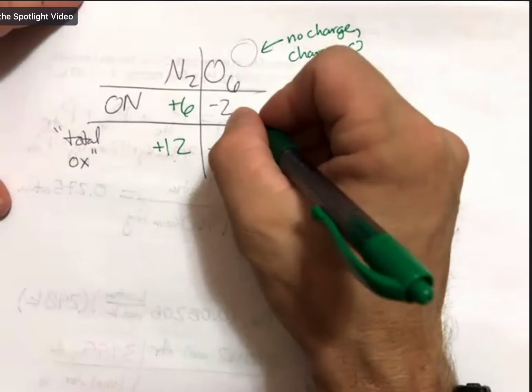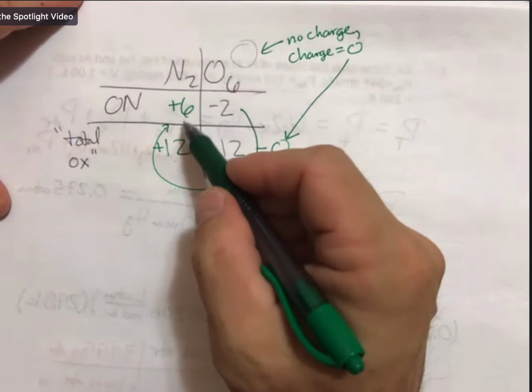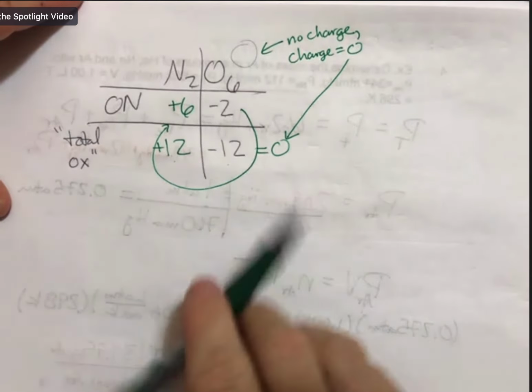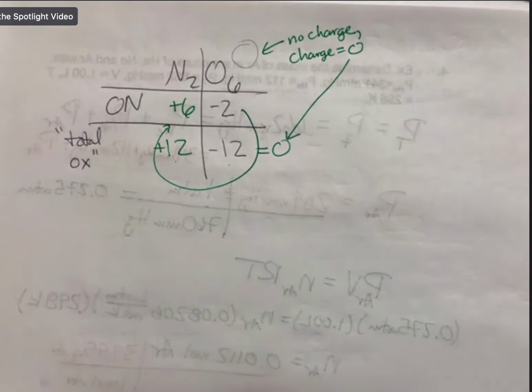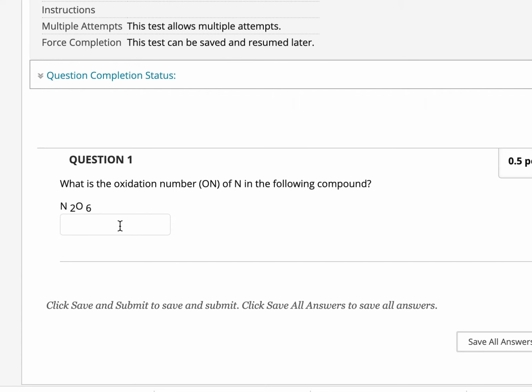And you can sort of imagine going around the clock here, starting here and ending up with +6 for nitrogen. You can only enter in 6 here. I don't know what happens if you enter in +6. Probably it treats it just as 6.